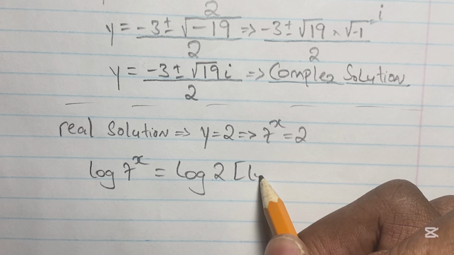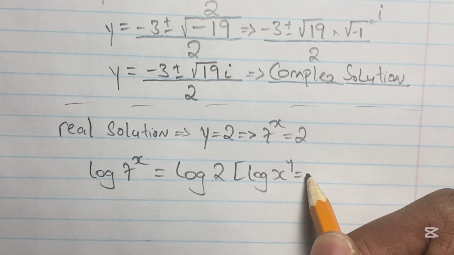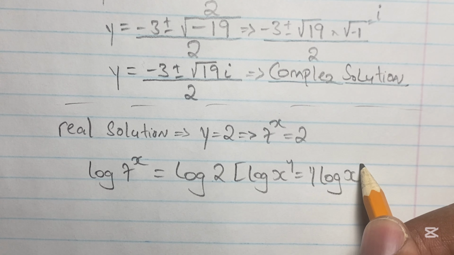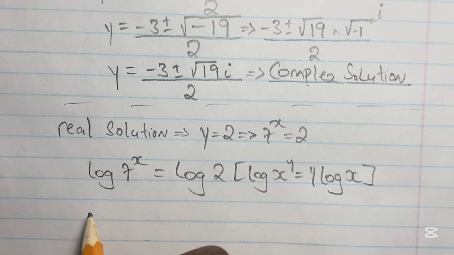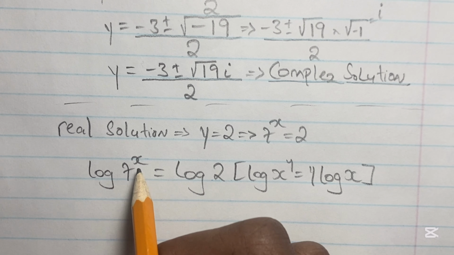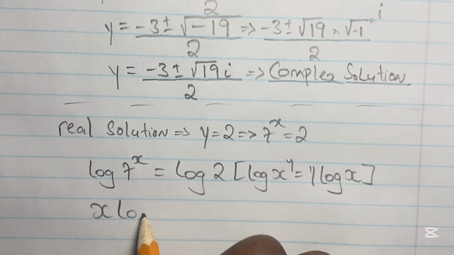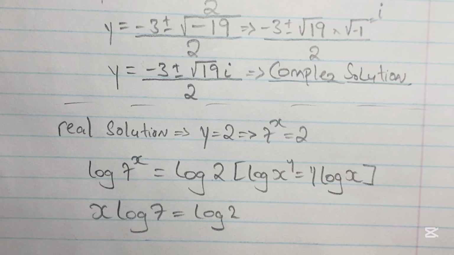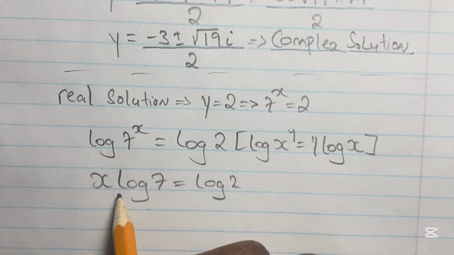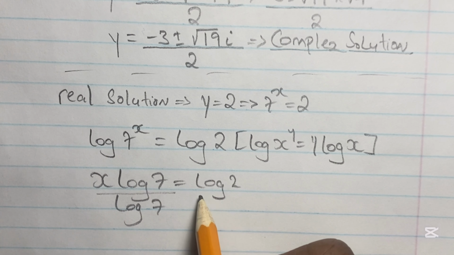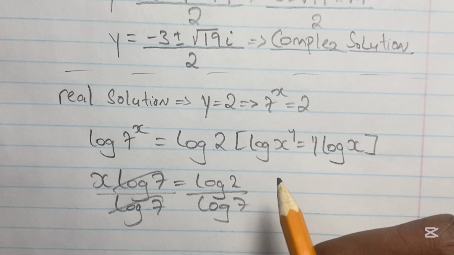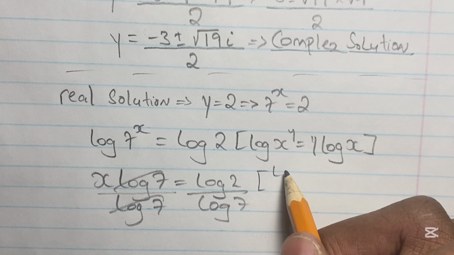And from here we have a logarithm rule that says that log x to the power of y is equal to y log x. Now from what we have here, we'll simplify our equation using our rule. So we'll have x log 7 is equal to log 2. And then we'll divide both sides by log 7. So we'll have log 7 being divided here, and I'll divide log 7 on the right as well. So these will be cancelled out, and we would have x is equal to log 2 over log 7.